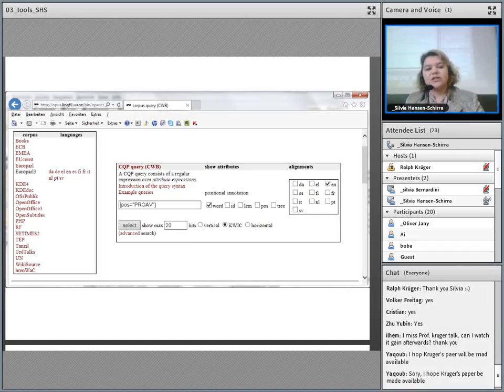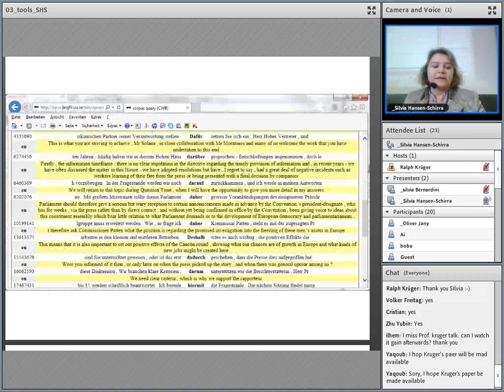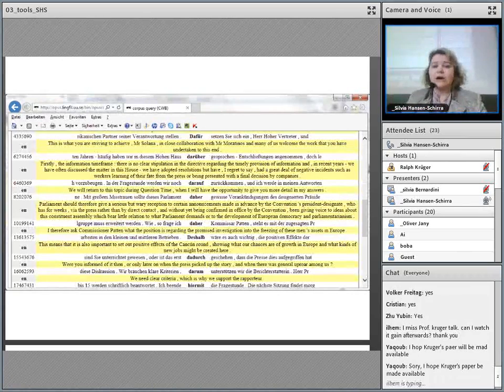And you can just type in POS, for part of speech, is PROAV, which means pronominal adverb. There's a list of part of speech tags which explains what they mean, so you can just go to this list and see what you would like to query. And then you get examples like these. A lot of pronominal German adverbs: dafür, darüber, darauf, daher. And you can see that the translation in most of the cases is lexicalized.